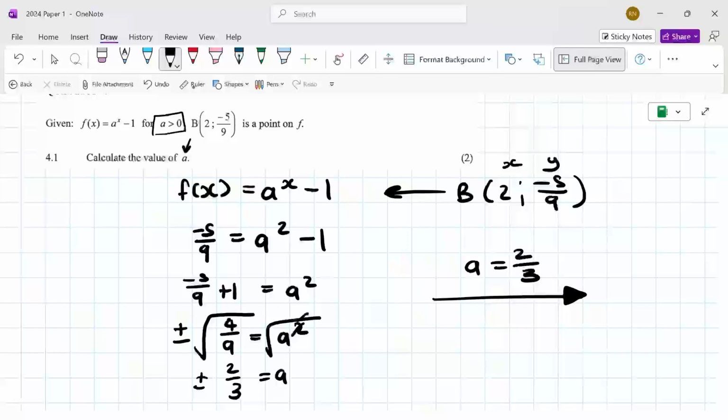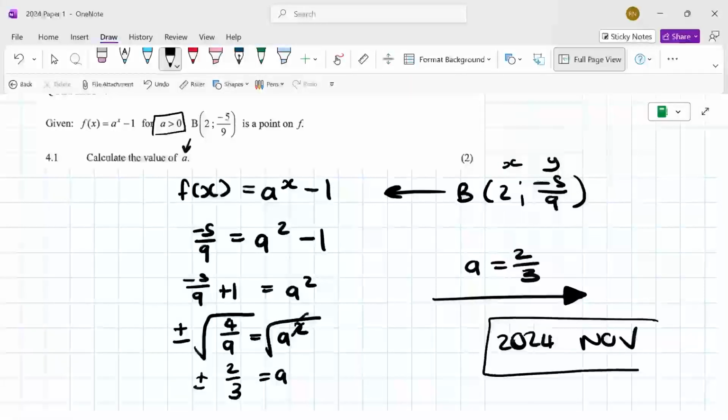So that was the start of our function questions. If you guys would like to work through some of the questions before our next session, this was the 2024 November paper. And so if you want to continue on, we finished on 4.1. So if you want to continue with 4.2 to the rest of it, then you can. And then we'll discuss it and go through it together when we do the next paper, when we have our next lesson.